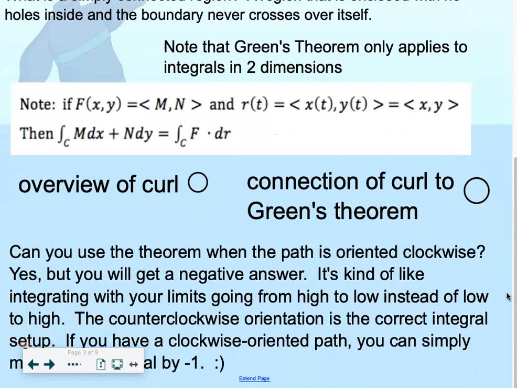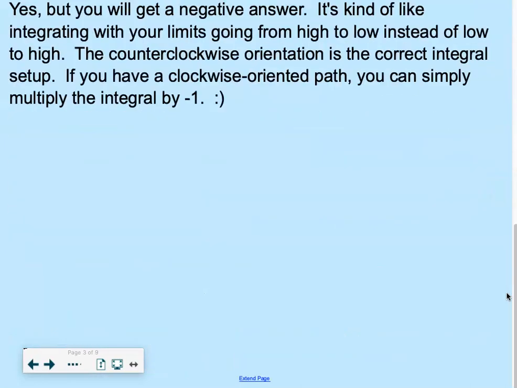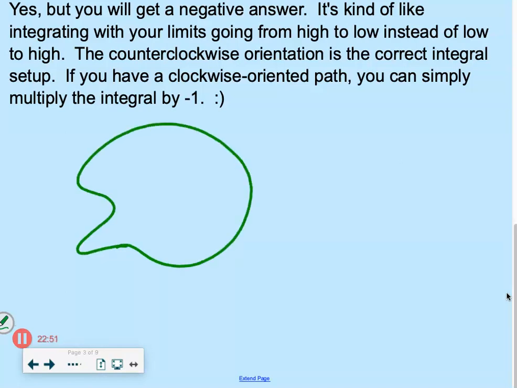Can you use the theorem when the path is oriented clockwise? Why does the path have to be oriented counterclockwise? The way that a lot of mathematicians talk about this, I don't know if your book says it like this or not, but say this is our curve C. It has to be simply connected, a closed region, like it's all enclosed. If we were to walk along the path, the region that's enclosed would always be on our left.